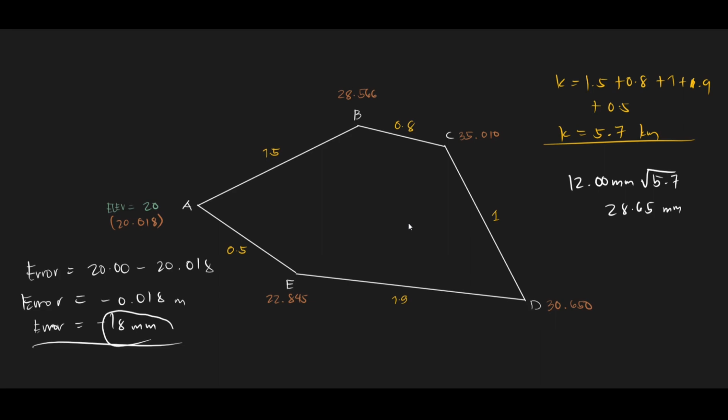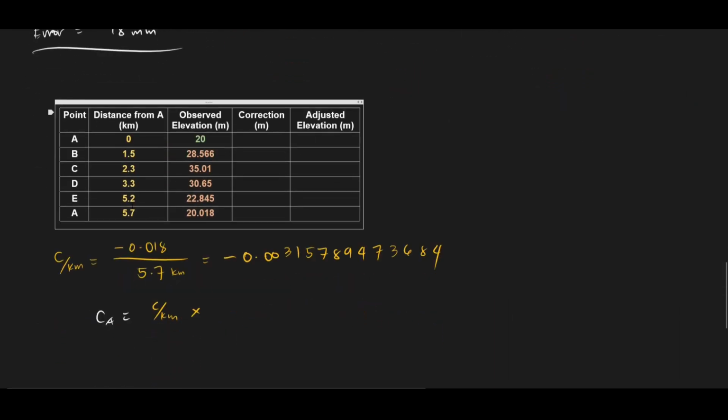Let's focus on the magnitude of the error. You don't necessarily need the sign here. We have 18 millimeters. It is well within the 28.65. Therefore, this misclosure is permissible, and we can proceed to error distribution. Let's start the error distribution.